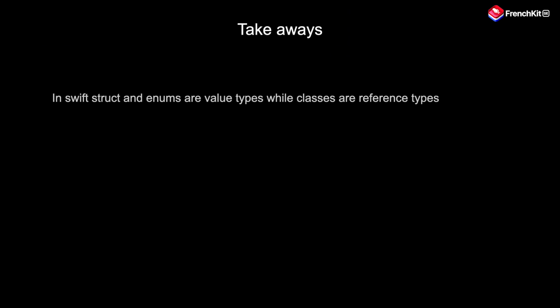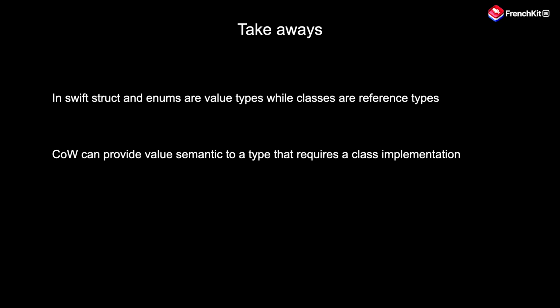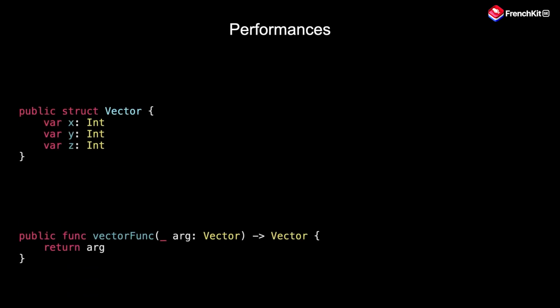So let's take a quick summary of what we've just seen here. In Swift, you have structs, classes, and enums. Structs and enums are value types, and classes are reference types. Copy and write is the technique we use to provide value semantics to a class, to a type that is class-bound, because it needs, in the example of array, to have a variable memory size. And well, most of the Swift collections you can think of that provide value semantics rely on the same principle. But I've said I'm going to talk about performances, so let's look at performances.